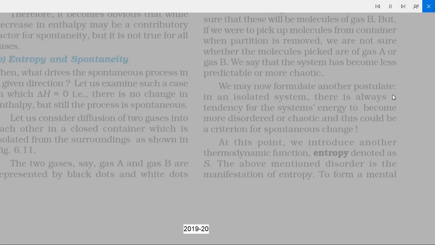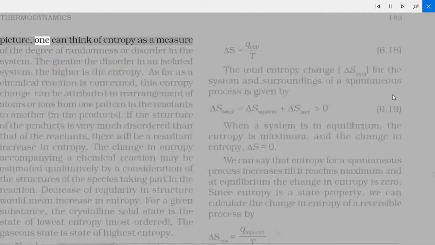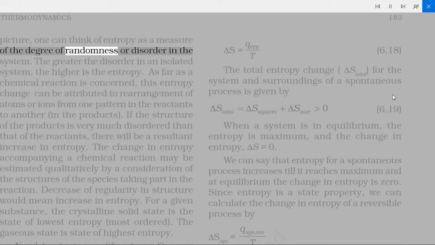One can think of entropy as a measure of the degree of randomness or disorder in the system. The greater the disorder in an isolated system, the higher is the entropy. As far as a chemical reaction is concerned, this entropy change can be attributed to rearrangement of atoms or ions from one pattern in the reactants to another in the products.